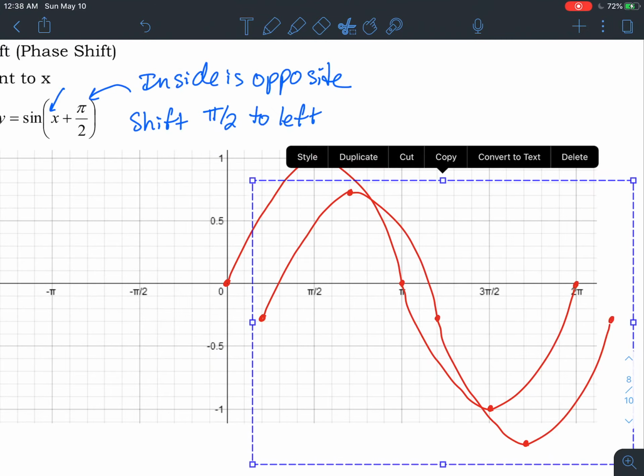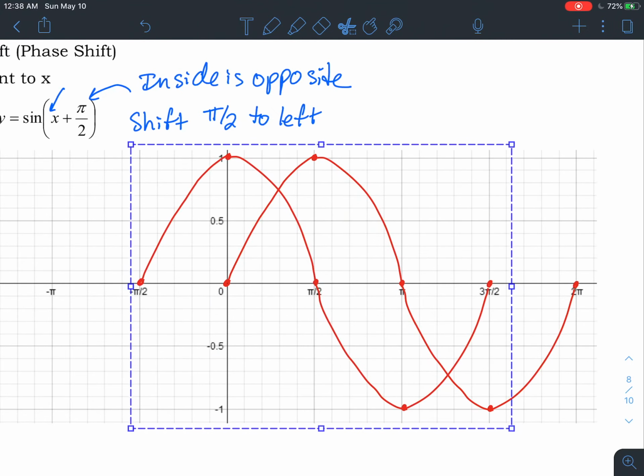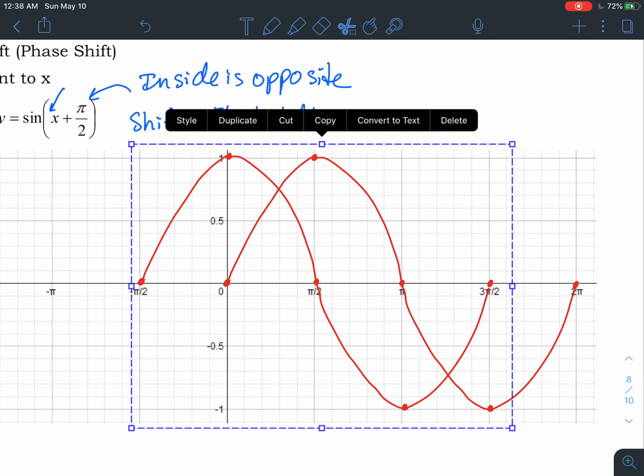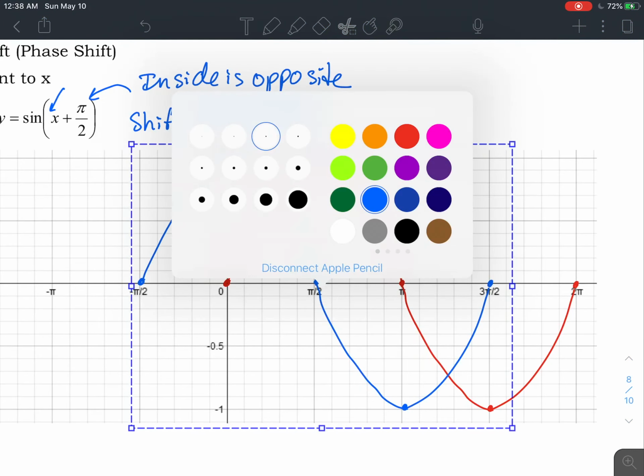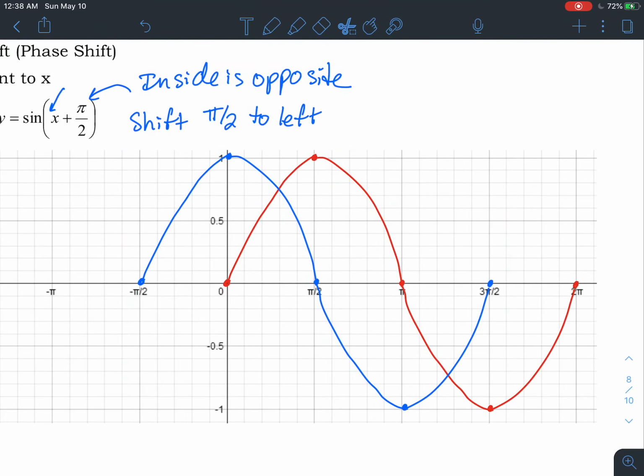So in this case, since I'm shifting it pi over 2 units to the left, I can really just take my graph, duplicate it, and shift it over here, so now it starts pi over 2 to the left. I know you can't do those fancy steps. But now instead of starting at 0, it starts at negative pi over 2. My crest gets shifted over from pi over 2 to 0, my back to 0 goes from pi to pi over 2, 3 pi over 2 gets shifted to the left at pi, and then the end of my cycle gets shifted pi over 2 units to the left.